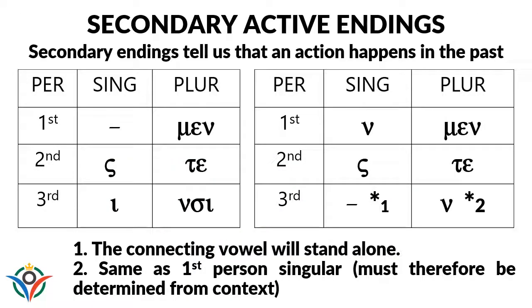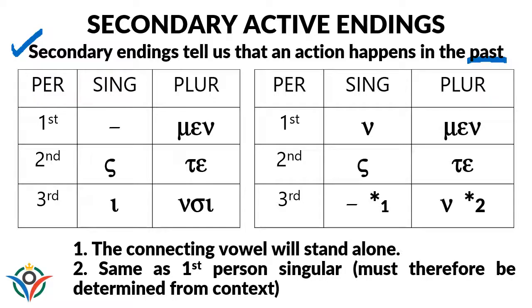Now that you are reminded of what the primary endings are, I want to introduce you to the secondary endings, specifically the secondary active endings. But why do we have something called secondary endings? Well, the reason is secondary endings tell us that an action happens in the past. Whereas primary endings told us about actions that happen in the present time, secondary endings tell us about actions that happen in the past.